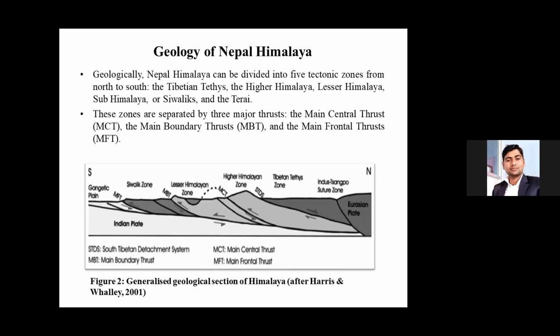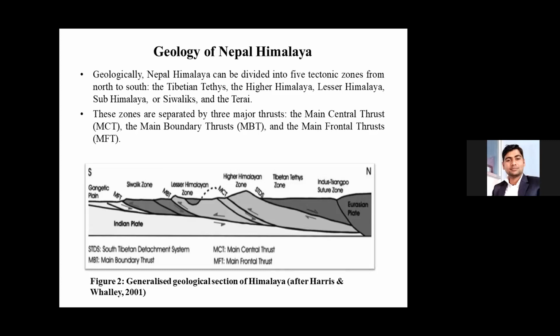In this, from the south, there is a Tarai plain called Indo-Gangetic plain. And after that, the Siwalik zone, which are a little more higher, and lesser Himalayan, higher Himalayan zone, and Tibetan Tethys zone. And all these zones of the geology are separated by the special thrust.